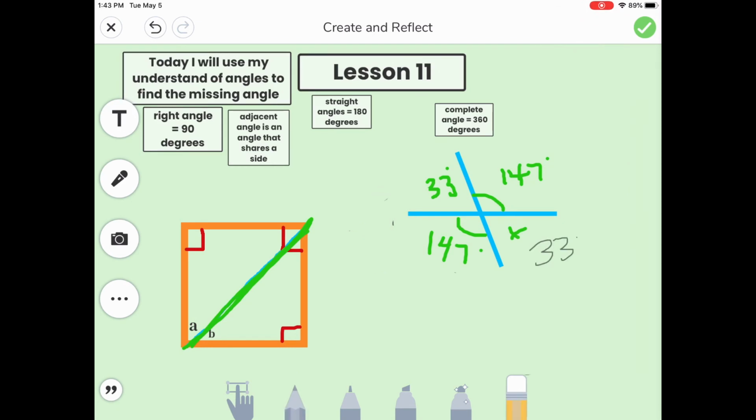Whenever we have lines like this, you might notice something. What might you notice about this line? You might have noticed that the opposite angles are the same and the adjacent angles are different. Did you notice that? Sometimes we will not have angles that are as nice as this.